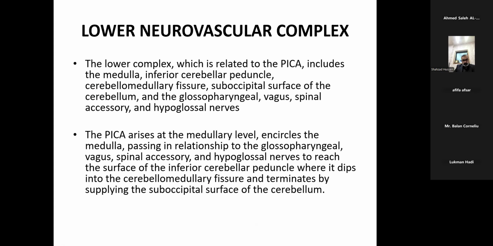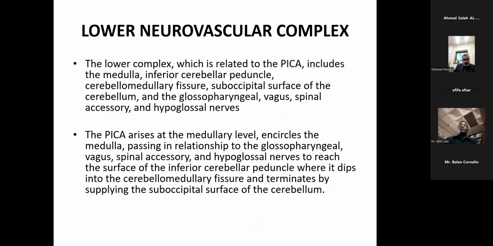So this was about the middle neurovascular complex, and we have the lower neurovascular complex, which is related to the PICA and includes the medulla, inferior cerebellar peduncle, cerebellomedullary fissure, suboccipital surface of the cerebellum, and the lower four cranial nerves. The PICA tends to arise at the medullary level, like we said, from the vertebral artery.